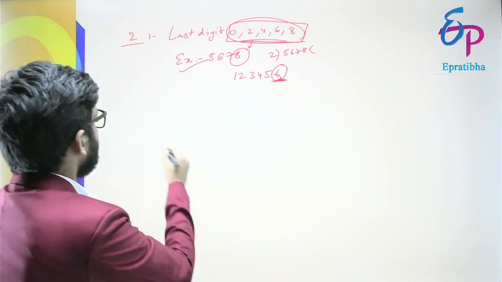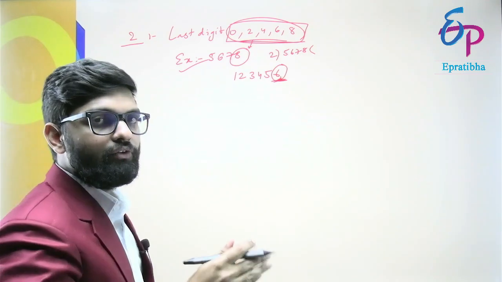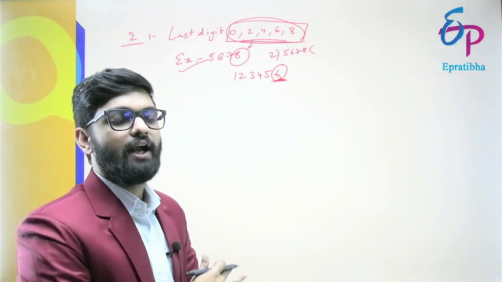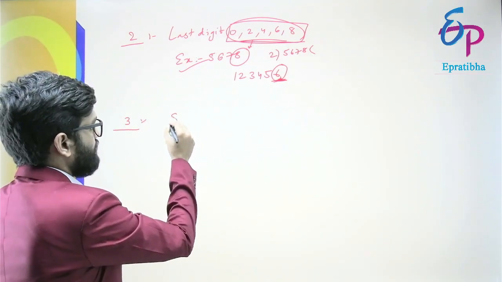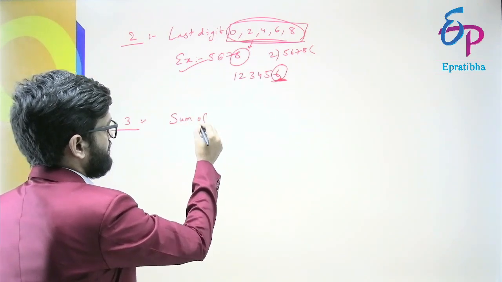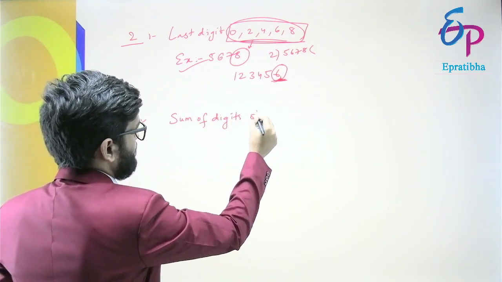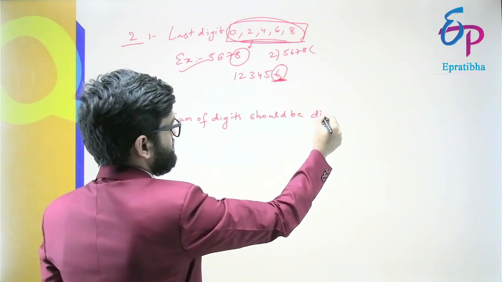Now how can you tell whether a number is divisible by 3 or not? Divisibility rule of 3 says if the sum of digits is divisible by 3, then the entire number is divisible by 3. The sum of digits should be divisible by 3.